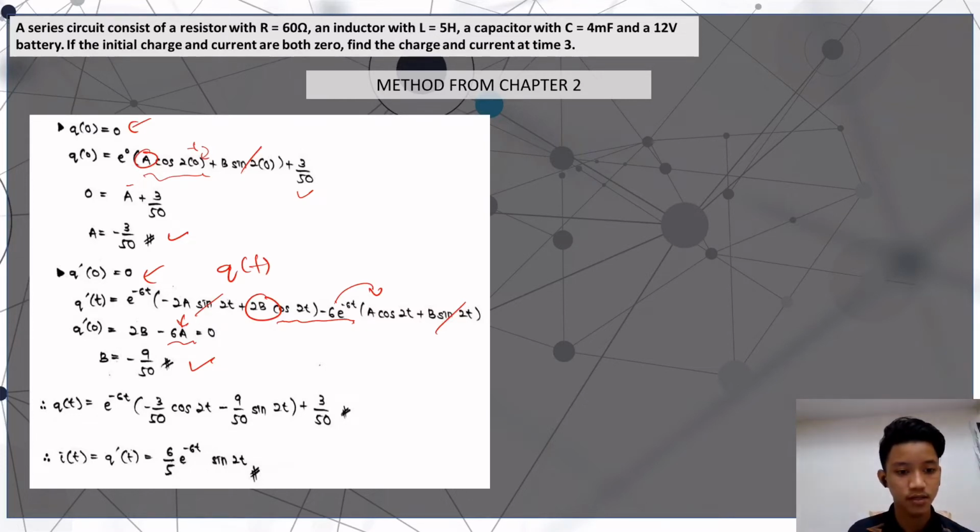So how do we find the current, which in an RLC circuit we have? This is the charge, so for the current, we have to differentiate this Q(t). If we differentiate, we get Q prime: negative 6 e^(-6t) and negative 50 cos 2t, 50 sine 2t, and 3 over 5 will be 0, and we get e^(-6t), and this term will be 3 over 5 sine 2t minus 9 over 25 cos 2t.